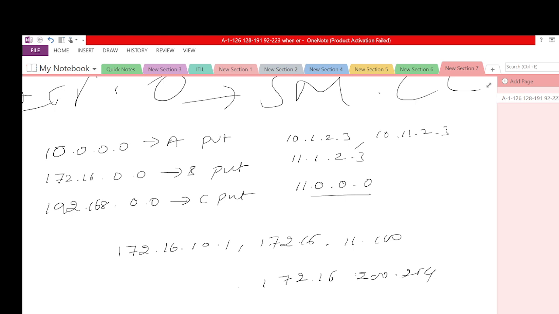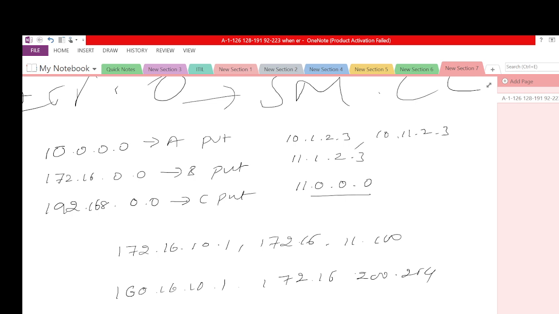Okay. Now, what I will do, instead of 172, class B is like 128 to 191, right? So I have any number of numbers there. I can put any number. Say for example, I'll put 160.16.10.11. Is it public or private? Public, and class B. Yes, Class B, a valid IP address.